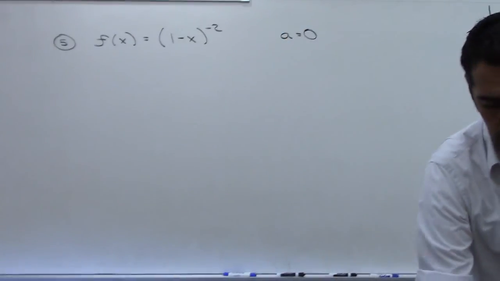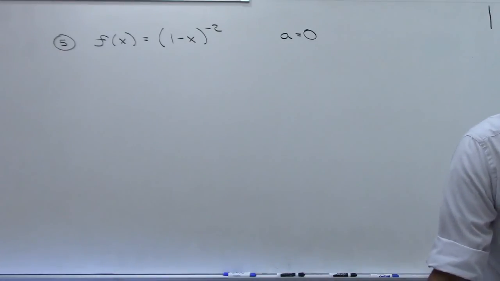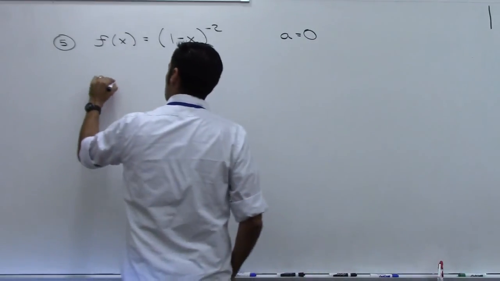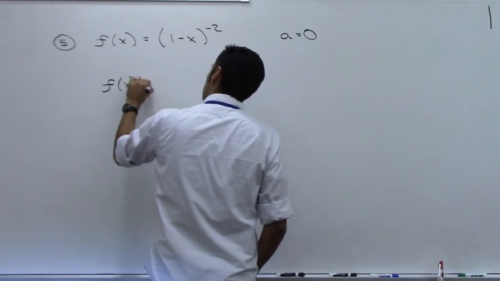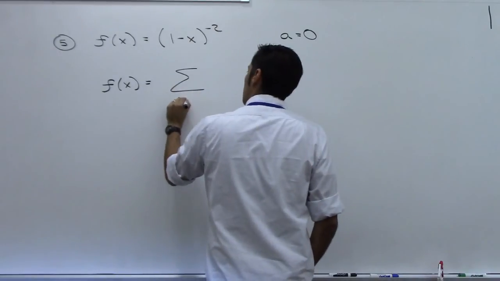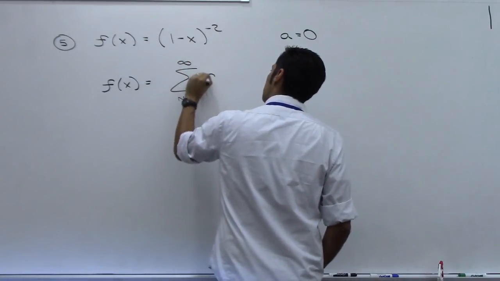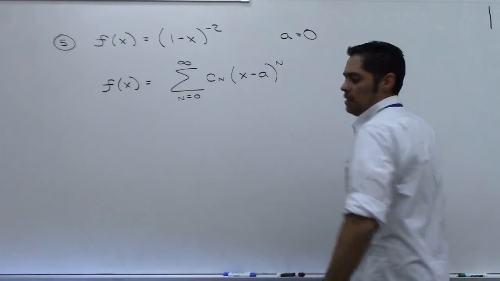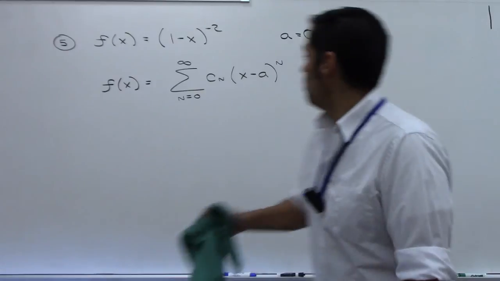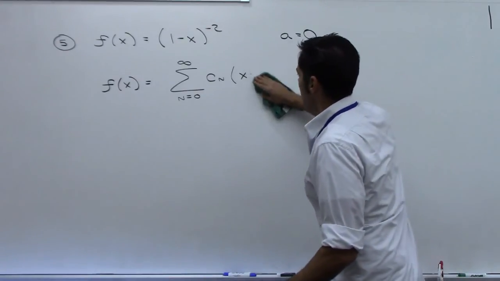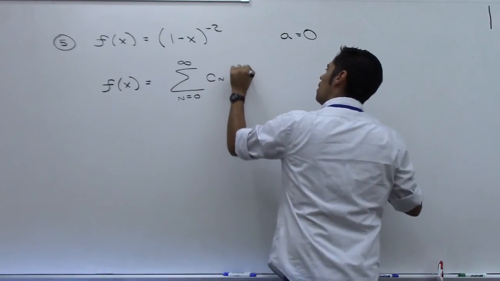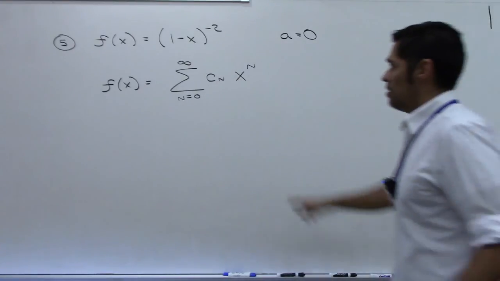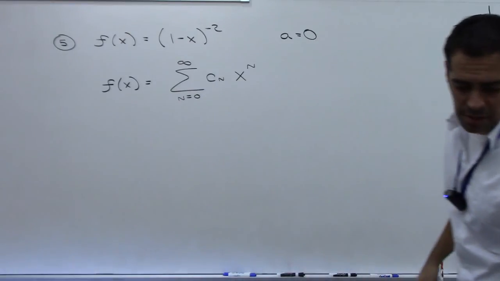So what we need to do is rewrite this using the fact that our function should be able to be rewritten as a sum, n equals 0 to infinity, of c sub n times (x minus a) to the n. And here a is 0. So all Maclaurin series look like this. So I need to find the Maclaurin series. So the question is, how do we get these c sub n's? And that's what this section is about.